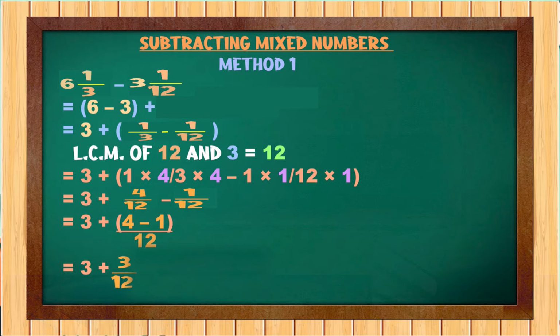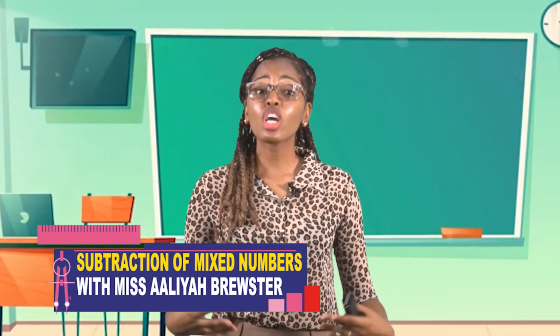Now that we're finished subtracting our whole numbers as well as our fractions, we can merge the two to arrive at our answer. However, there is one more step that we must do. Looking at the difference for the fraction, which is 3/12, that fraction can be reduced further. If we were to reduce 3/12 further, we would get a quarter. Therefore, the answer for this activity would be 3¼. So when we subtract 3 1/12 from 6 1/3, the answer would be 3¼.